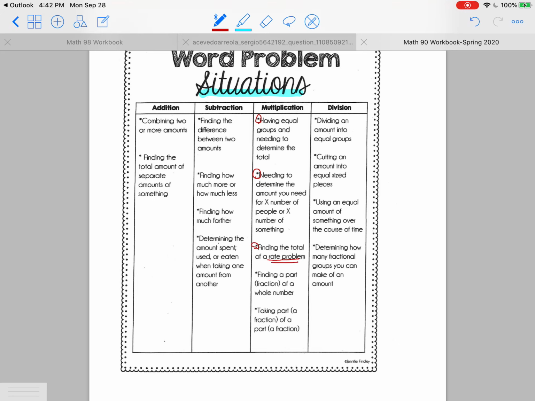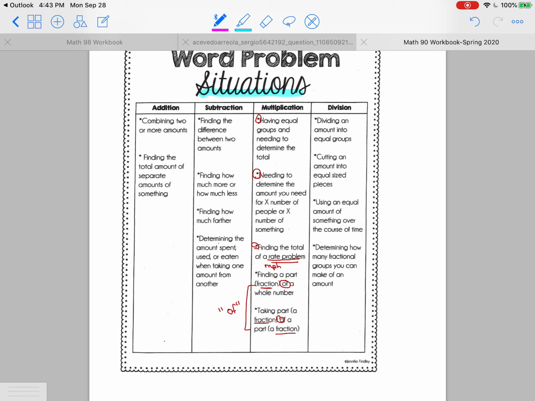Finding the total of a rate problem. Yeah, rate problems. So if you're dealing with any problems that have to do with miles per hour or something, you're traveling at a particular rate, that would be multiplication. Finding a part or a fraction of a whole. Here we go again. So we're doing a fraction and then the word of. Okay, or taking a fraction of a fraction, right? So a fraction of and then a fraction. So this is when we're just finding parts of something, and the word of comes into play here.